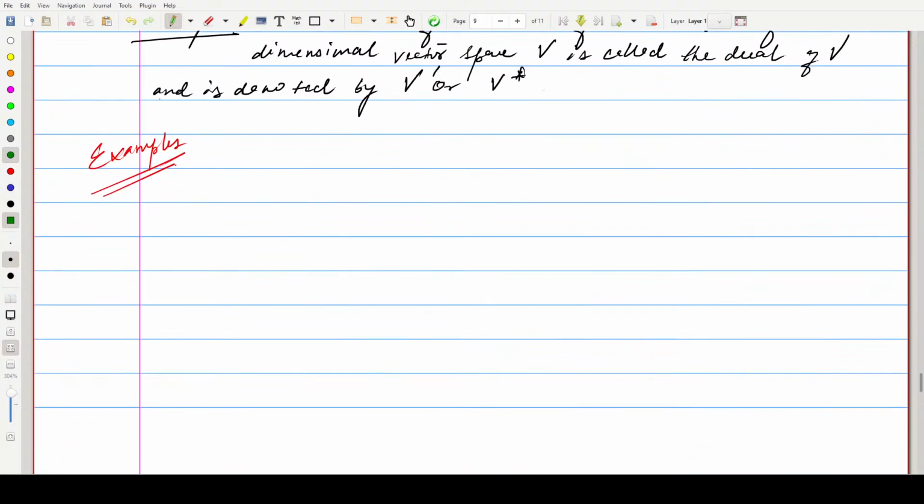So let's look at some nice examples over here. Okay, let me think of some real quick. So let's suppose we have the vectors in Rn, represented as x1, x2, and so forth till xn, right? And for each vector, we will have a linear functional.